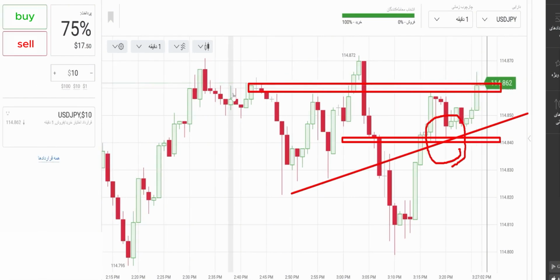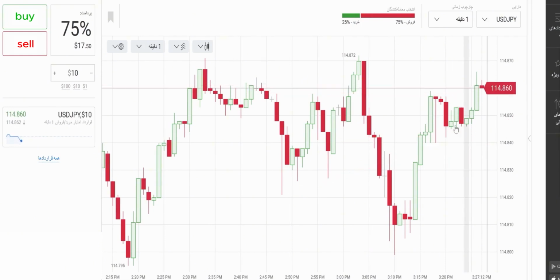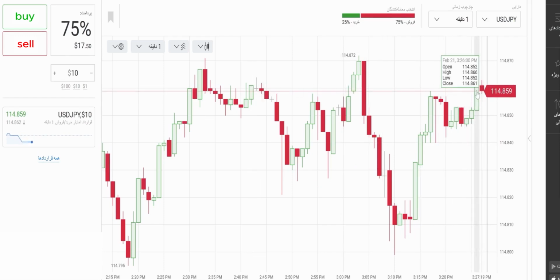I've placed a sell trade here. Let's wait together to see the result of this trade. Let me clear these lines so the chart isn't too cluttered. As you can see, the body of this green candle wasn't able to break through our level or the zone.